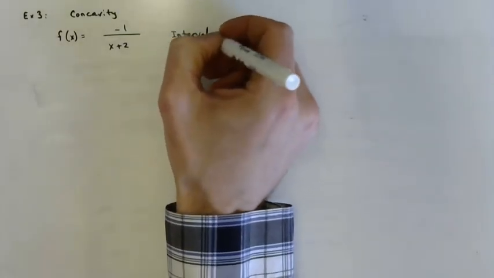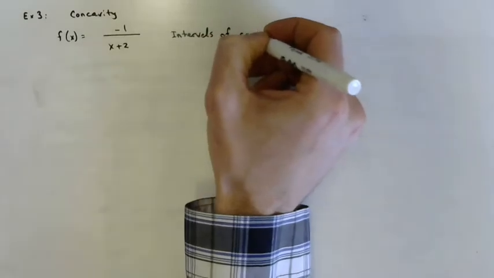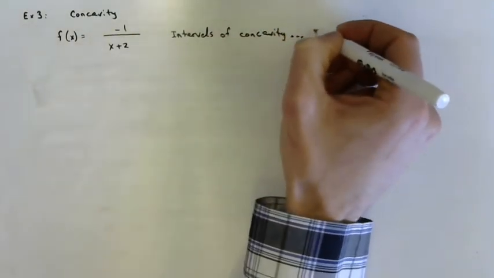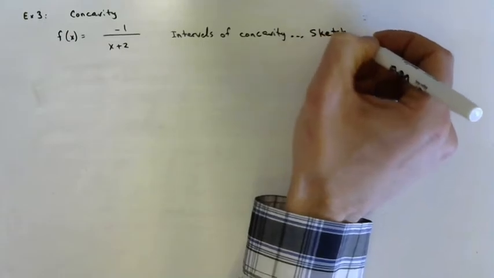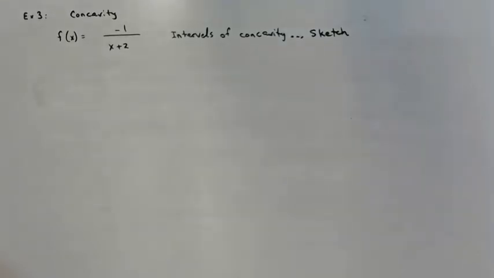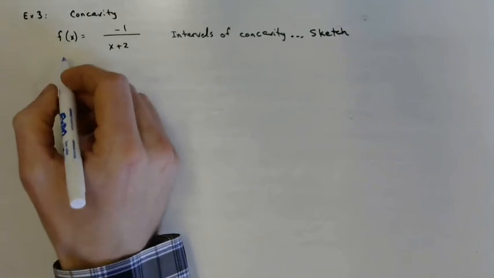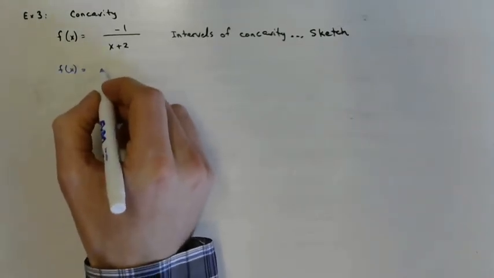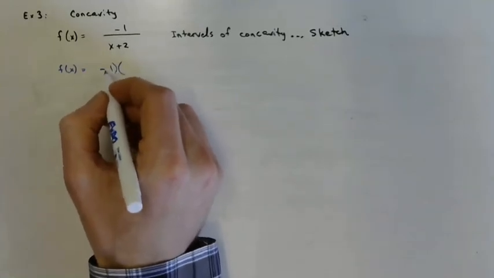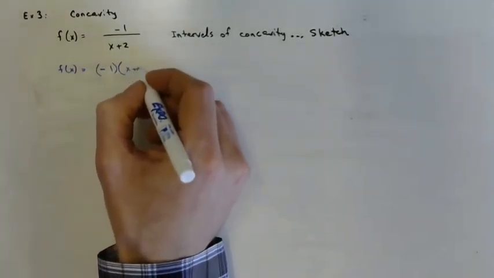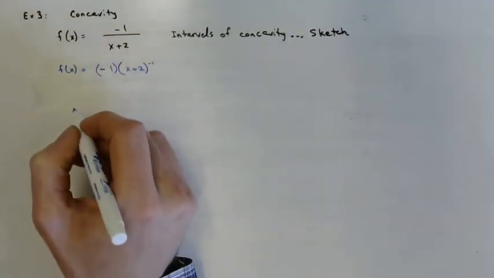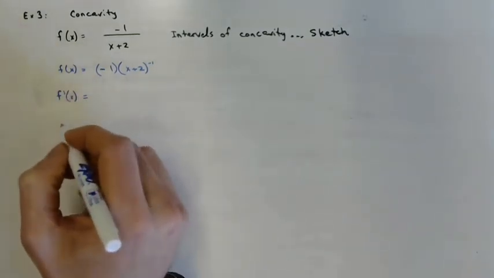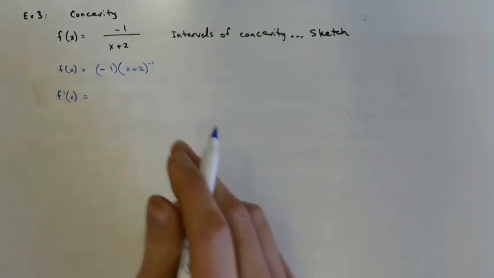Intervals of concavity, sketch. That's our goal. First step, rewrite f of x with a negative exponent. Second step, take the first derivative, and then we're going to take the second derivative also.